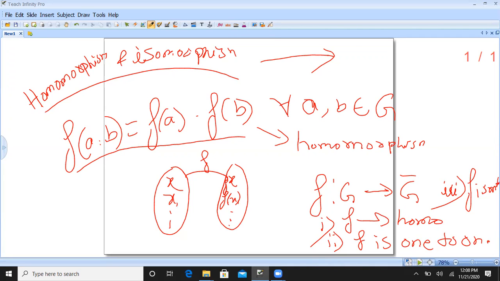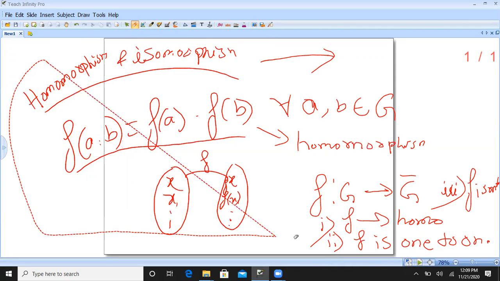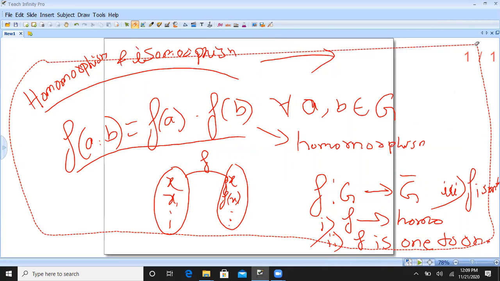It can happen as an isomorphism. So these are the definitions of homomorphism and isomorphism. In today's class, we shall study the properties of homomorphism and isomorphism.